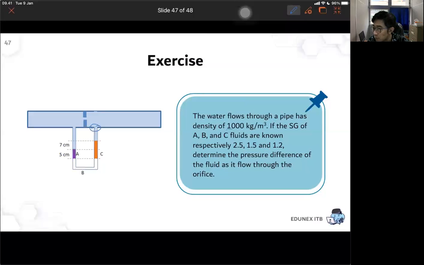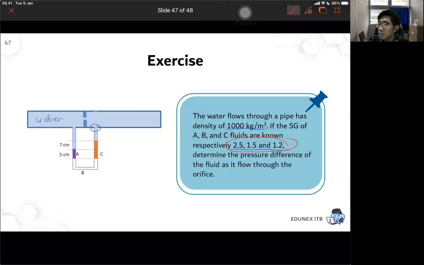the density is known. But in the manometers, the blue one is water. This one is water. And then the manometers are filled with 3 different types of fluid. We call them A, B, C, and the value of the density in terms of specific gravity is this one. So fluid A is 2,500, fluid B is 1,500, and fluid C is 1,200.